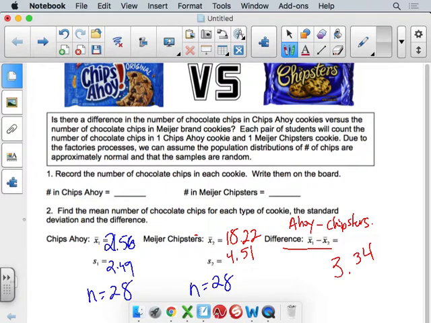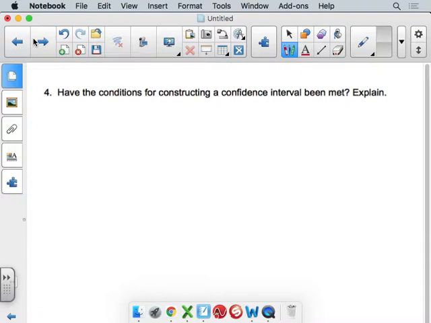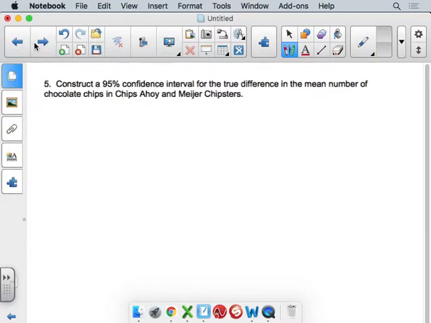When I first introduce something, I think I should do the conditions every time, but I want to skip over these to get straight into the math part, because the conditions are the same every time. We'll do them on the next problem, but I want you to see the connection straight to the math here. So let's construct a 95% confidence interval for the difference in the mean number of chocolate chips in Chips Ahoy versus Chipsters.